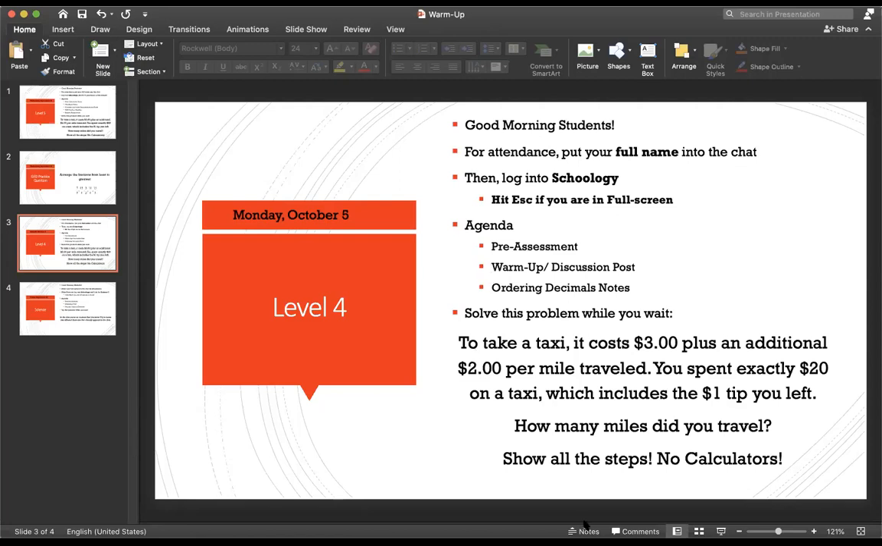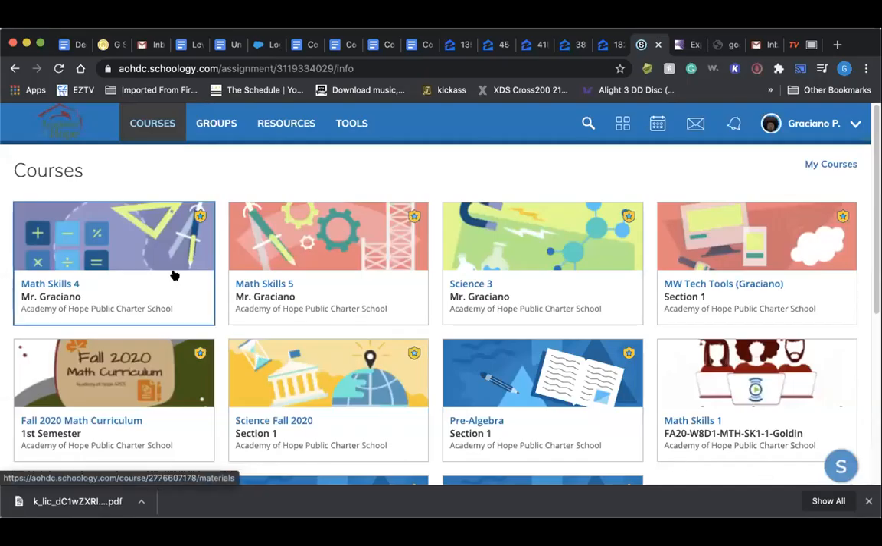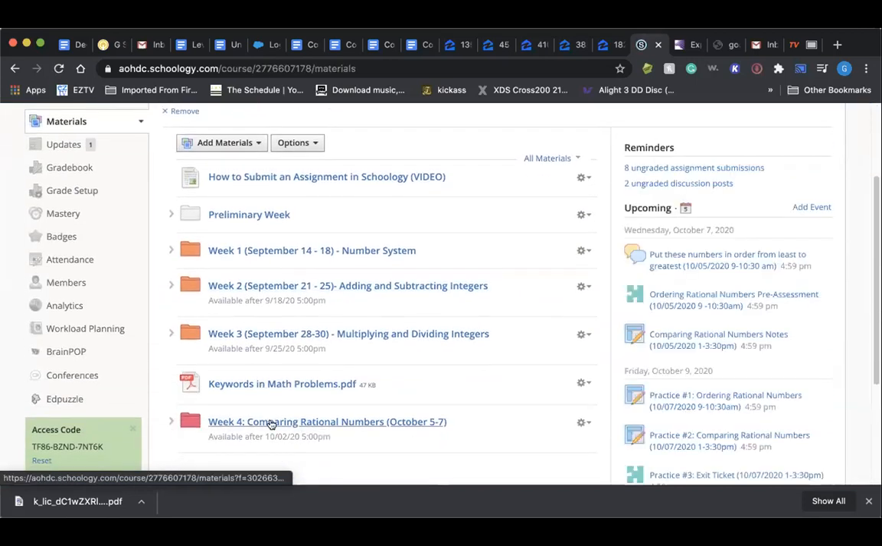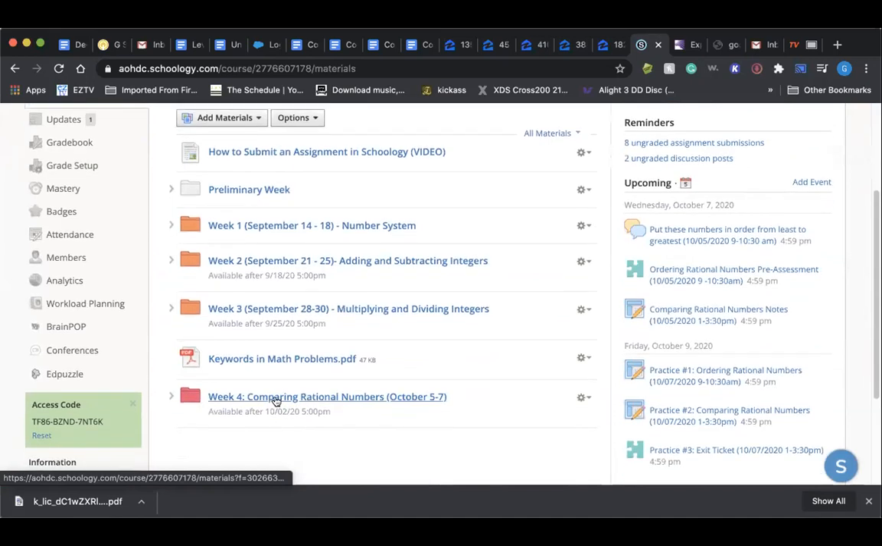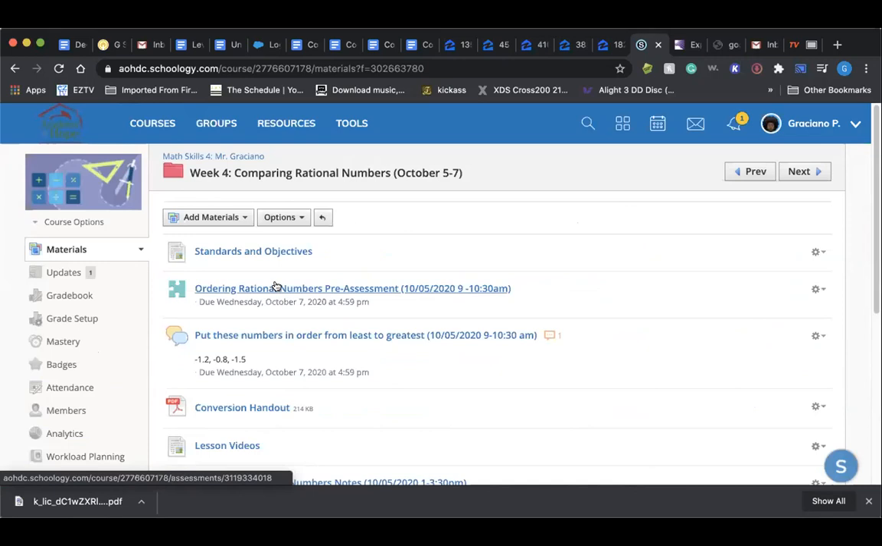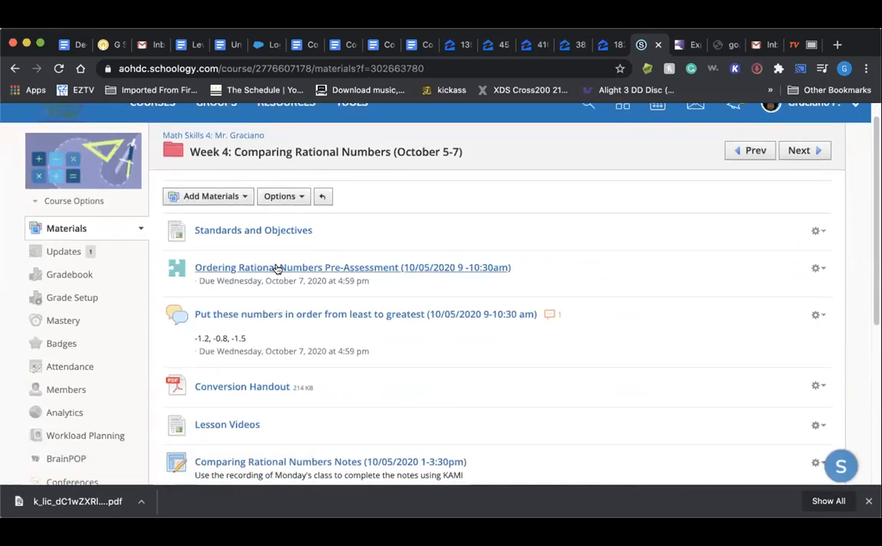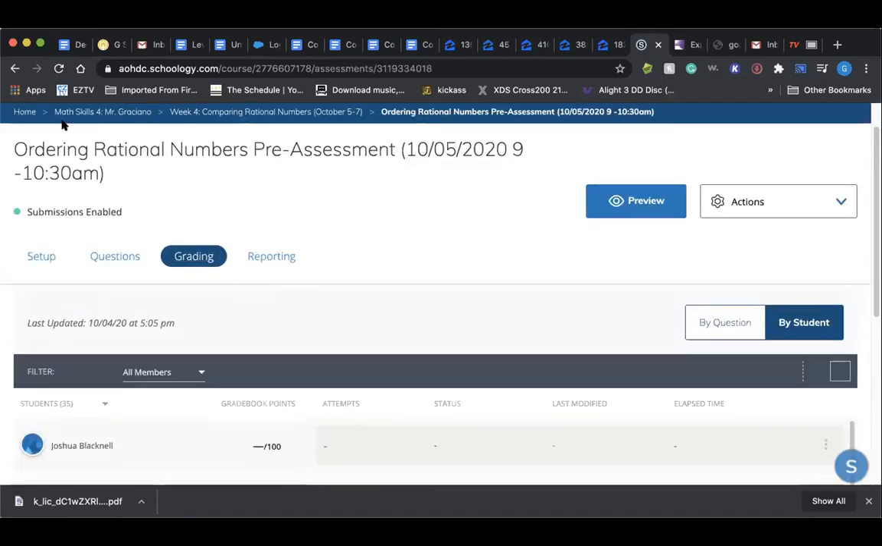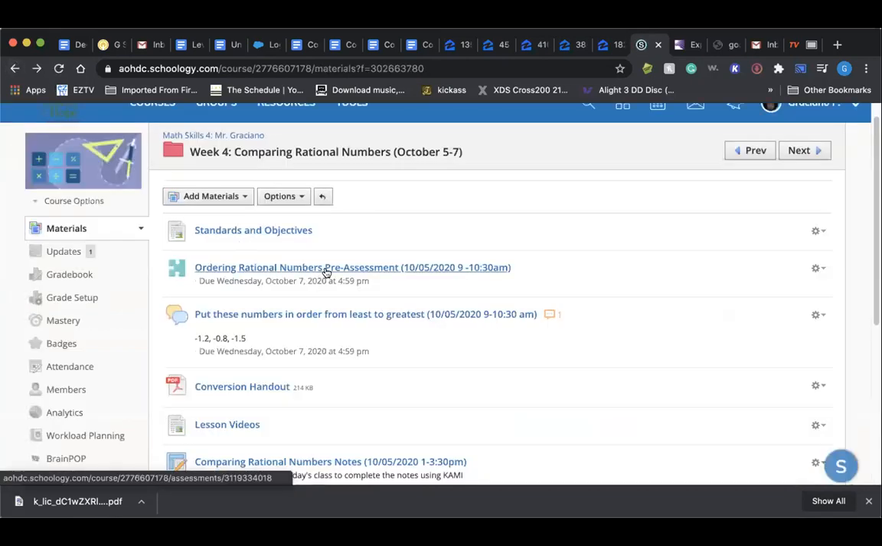So let me pull up my Schoology just so everybody knows what I'm talking about. Okay, so make sure you're in Math Skills 4, the purple picture with my name. You want to be in week 4, the only red folder, comparing rational numbers. And what I would like you guys to do is the pre-assessment. So that's the second thing in the folder, but the first activity, I guess you could say, the little blue puzzle piece. Make sure you do the ordering rational numbers. Okay, so make sure you please do that pre-assessment.